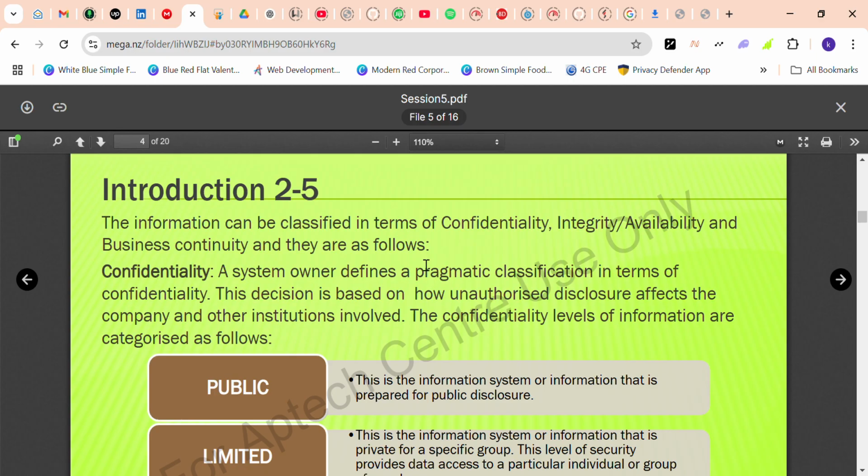Confidentiality is when a system owner devises a pragmatic classification in terms of confidentiality. This decision is based on how unauthorized disclosure affects the company and other institutions involved.